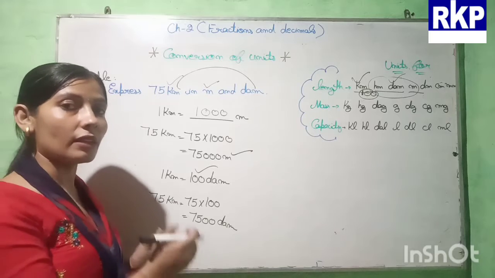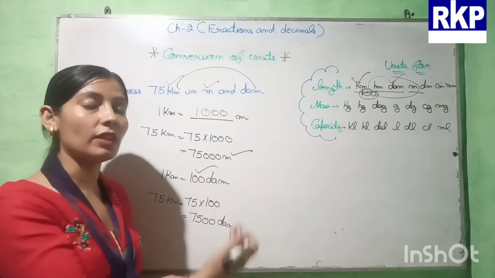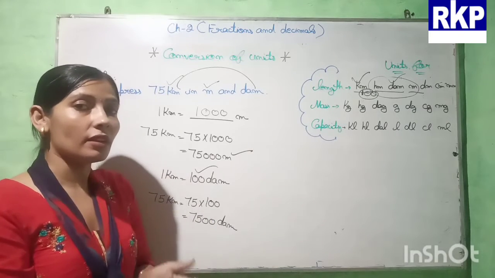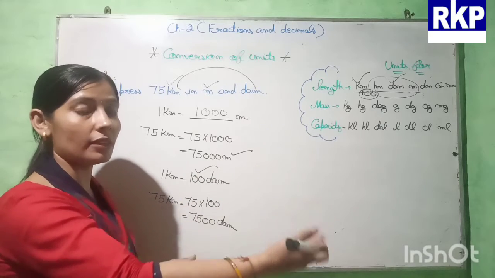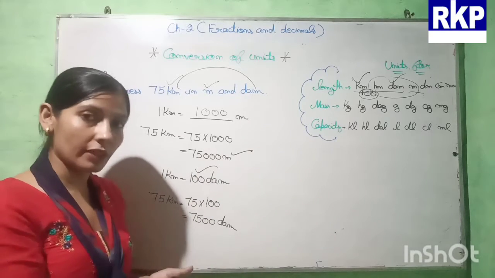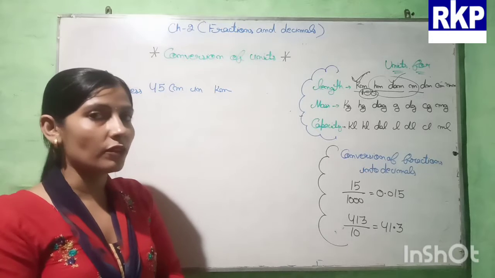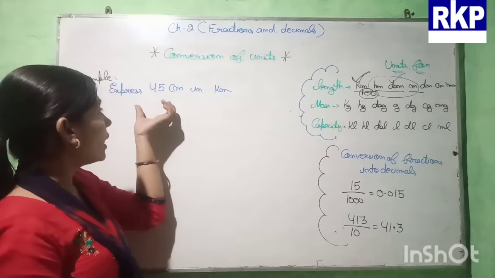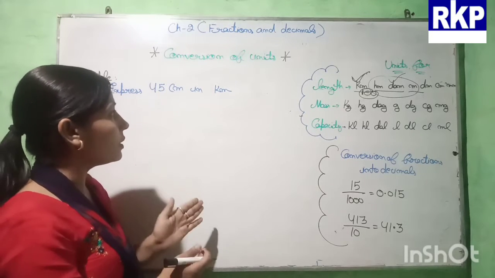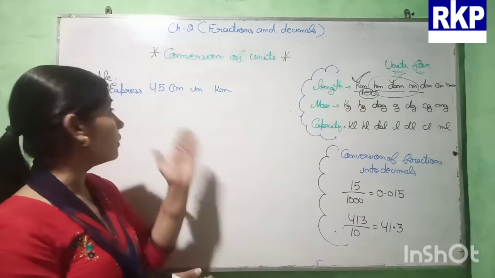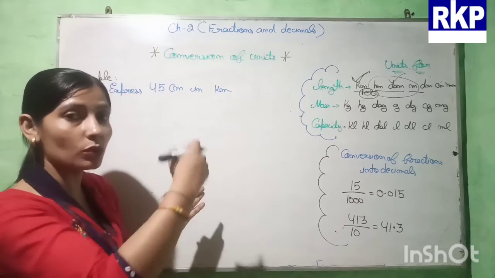When we convert greater unit into smaller, then we need to multiply, and when we convert smaller unit into greater, then we need to divide. Now students, let us take one more example. Here we have to convert 45 centimeter into kilometer.